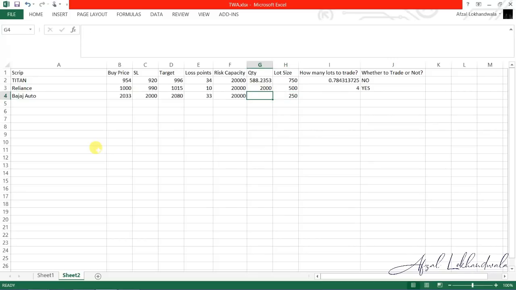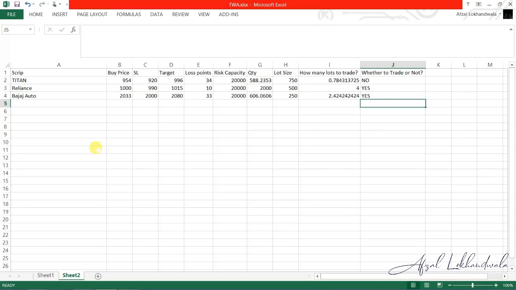Let us calculate the quantity we can trade with this one. Risk capacity divided by loss points. We can take a trade of 606 quantity. We should buy 606 quantities and the lot size is 250. So how many lots should we buy? We should buy 2.42 lots. Whether we take this trade? Yes. Now in real market there is no such thing as 2.42 lots.